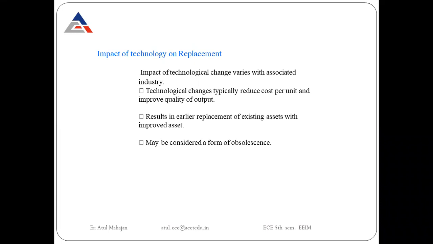Technological changes typically reduce cost per unit and improve the quality of output. Yes, of course. Whenever we talk about technology and the changes that we come across in technology, technological changes typically reduce the cost per unit. The actual cost is reduced by using the technology that has come into existence, and it also improves the overall quality of the output. The overall quality of the product is also improved.